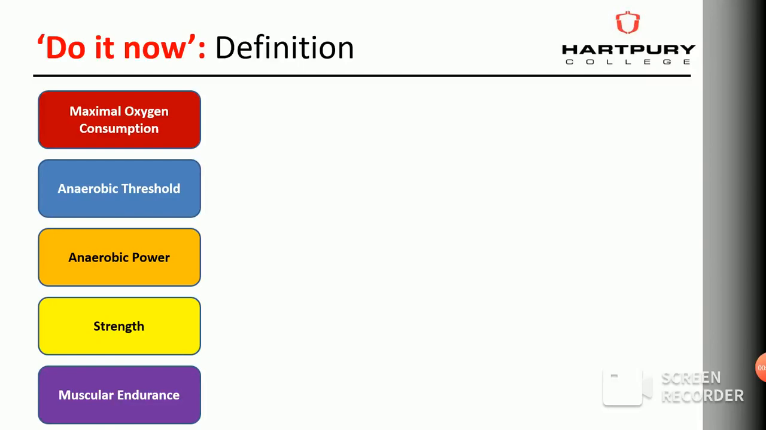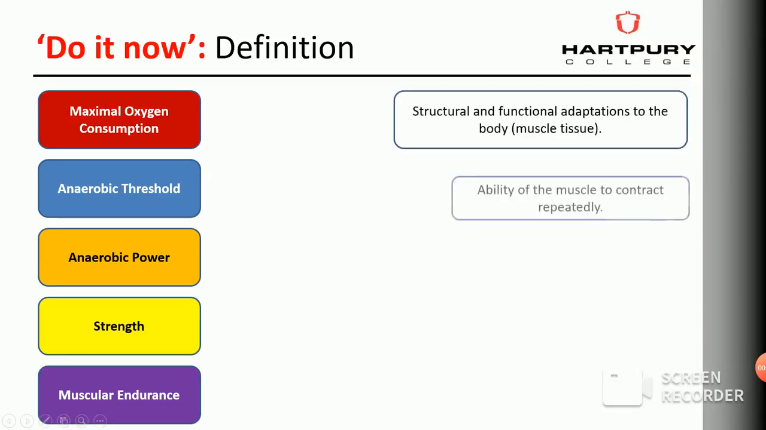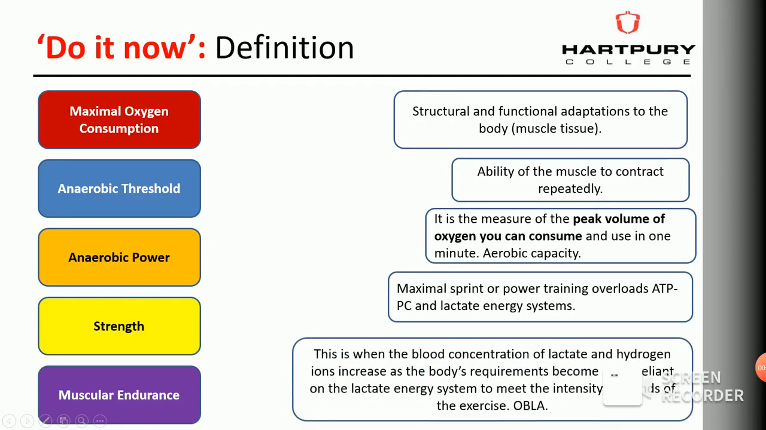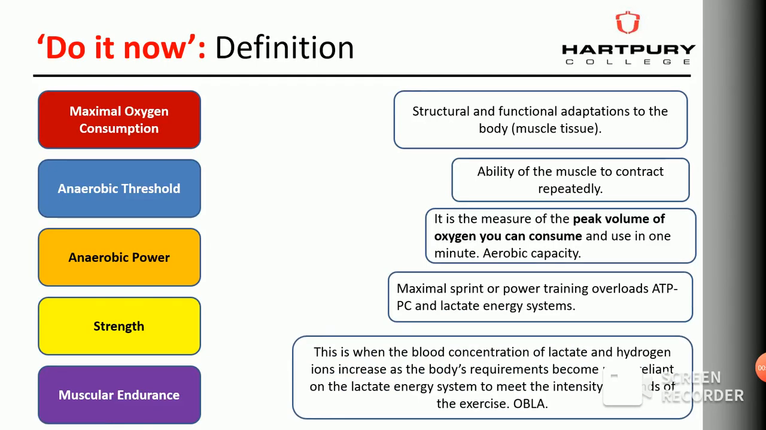So we're looking at the measurements of systems now. Can you define or match up the definition with the measurement here? So we're looking at maximal oxygen consumption. The definition for that is the measure of peak volume of oxygen that you can consume and use in 1 minute. So what is anaerobic threshold, power, strength and muscular endurance?